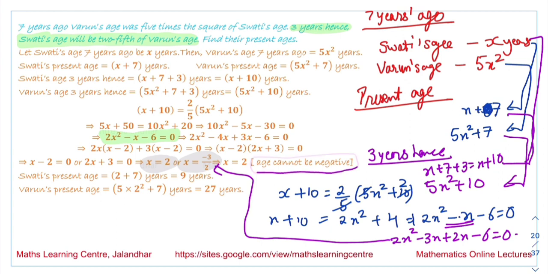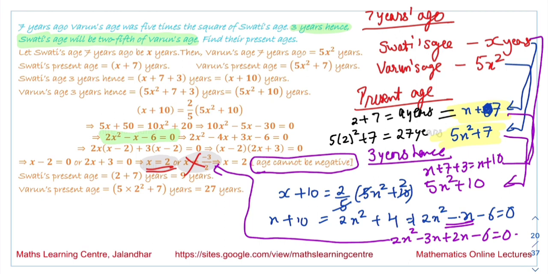Now as the age cannot be negative, this value is not possible. So x is equal to 2. These are the values of the present age. So the present age for Swati is x plus 7, that is 2 plus 7 is equal to 9 years. And for Varun, it is 5 into 2 square plus 7, that is equal to 27 years. So these are our final answers: Swati's present age is 9 years and Varun's present age is 27 years.